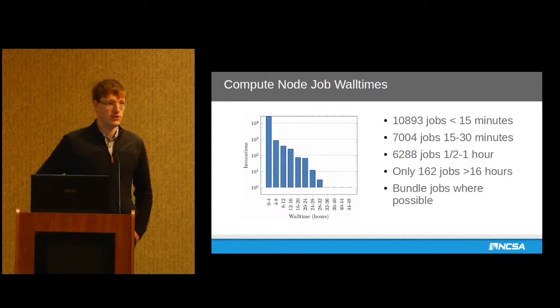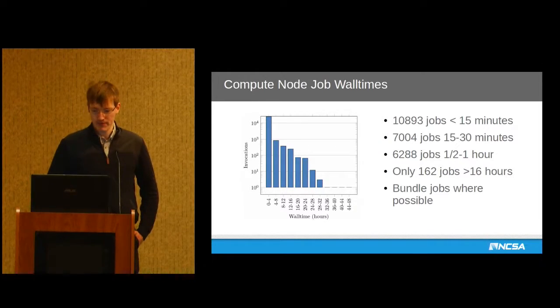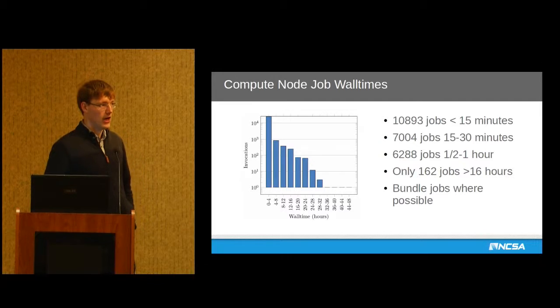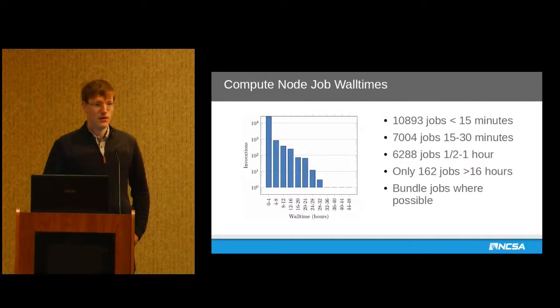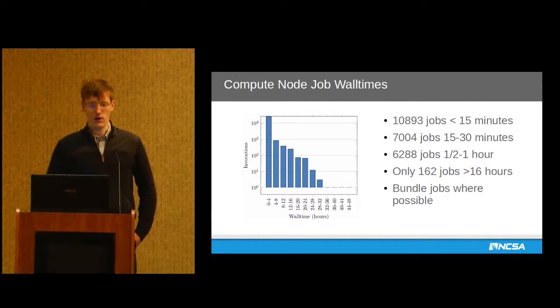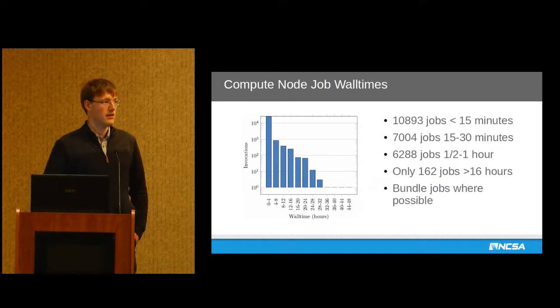Looking at the job wall times that people are using, there's a lot of jobs which are very, very short. We're talking, the largest bucket here is less than 15 minutes. So that can be fairly hard on our scheduler and stuff like that. It doesn't really like it too much. And it'd be nice if you could roll things up into a single job. It would make the system work a little better.